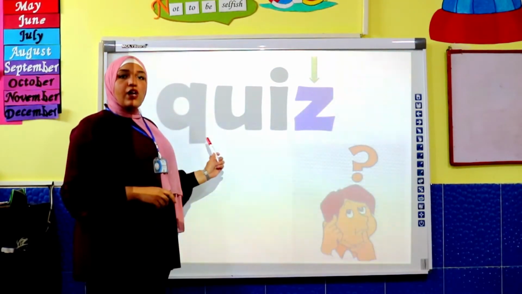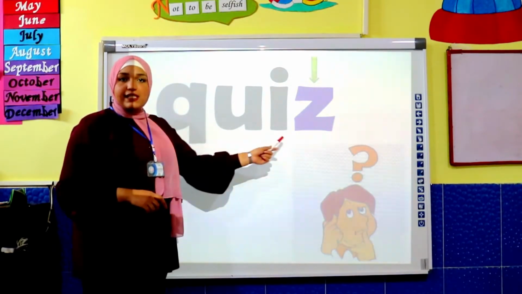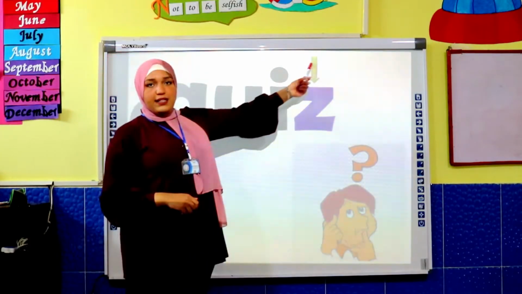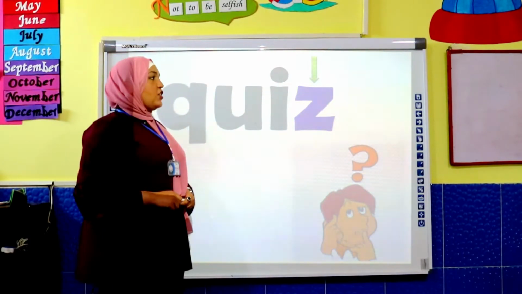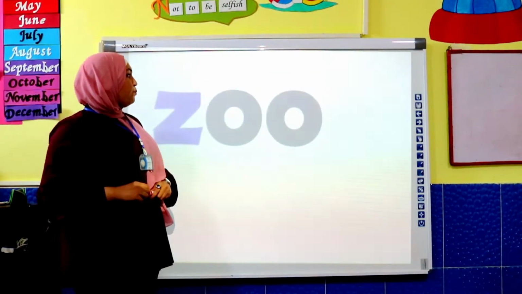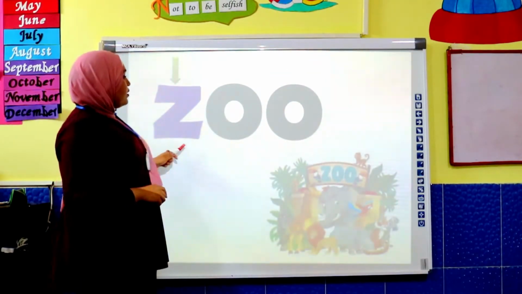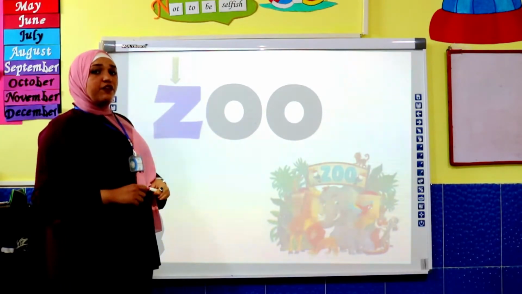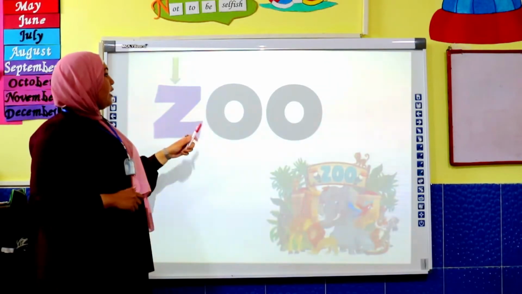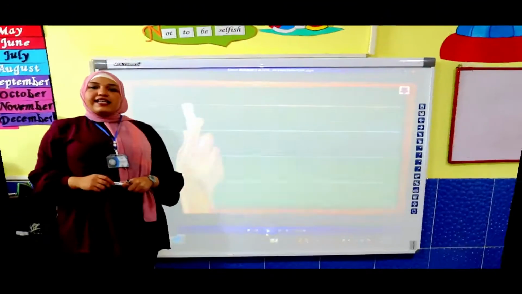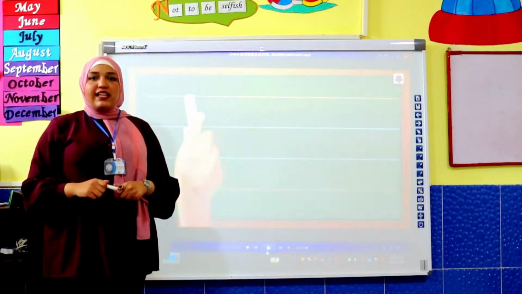Quiz. Quiz. Where can I find the letter Z here? At the end of the word. Excellent, KG. Good job. Zoo. Zoo. Where can I find the letter Z here? At the beginning of the word. Excellent. Good job. Now let me show you how to write the letter Z.